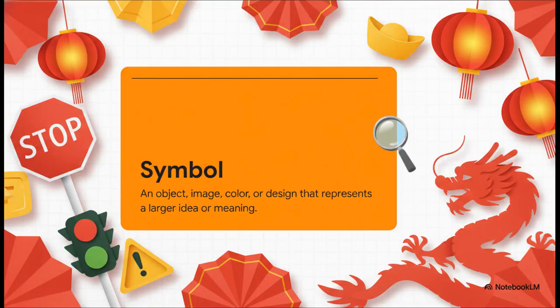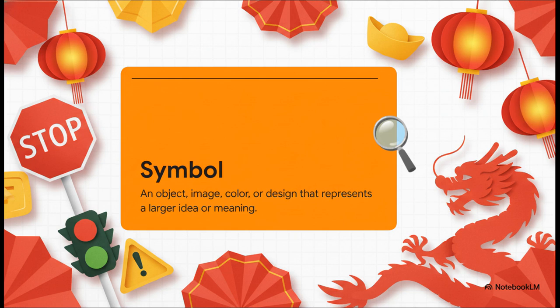Next up is symbol. The definition here is an object, image, color, or design that represents a larger idea or meaning. This is a vital term because symbols are the primary vehicle cultures use to communicate. And this is where cultural differences really shine. Take the color red, for example. In a lot of Western cultures, it screams danger or stop.